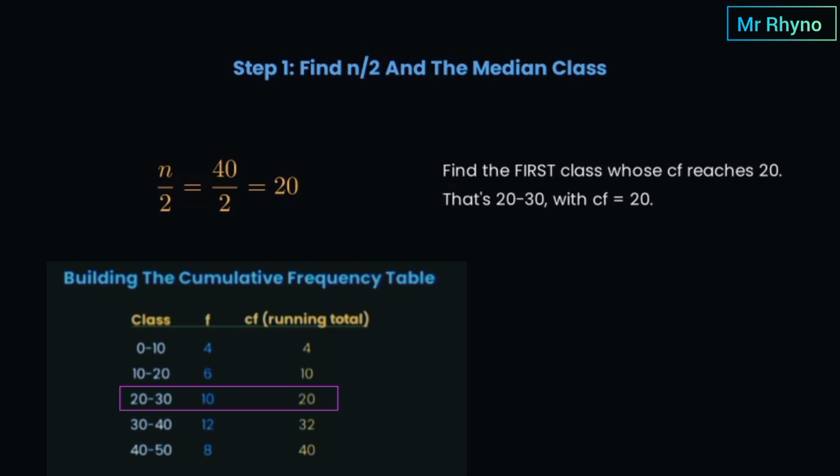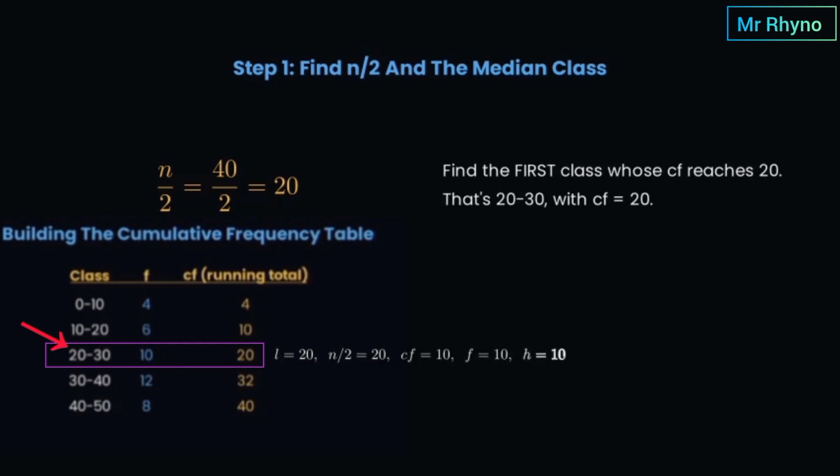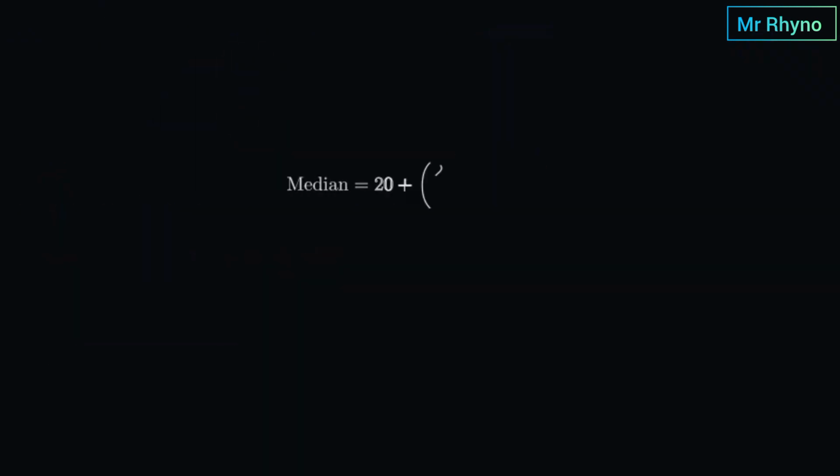So our values are: L is the lower limit of the median class and it is 20, N over 2 is 20, CF is 10, and this is basically the cumulative frequency before the highlighted region. f is 10, the frequency in the highlighted region, and lastly h is 10. That is the difference between the upper limit and the lower limit. We substitute this in our formula, 20 plus 20 minus 10 over 10 multiplied by 10. And that gives us exactly 30. So our median mark is 30.